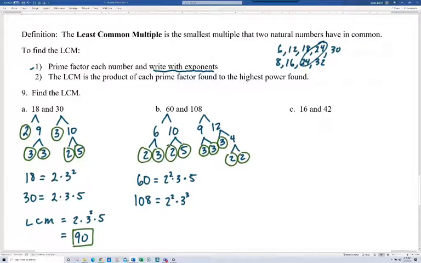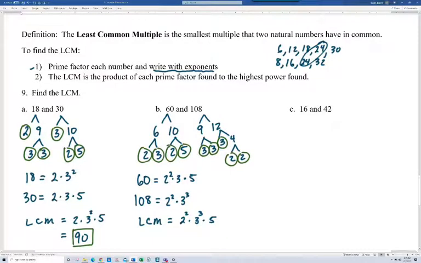So now we need to write down all the prime factors we found. Well, that would be 2, 3, and 5. And use the highest power of each that we found. Well, with 2, they were both squared, so we want to use 2 squared. And for 3, the highest power found was 3 cubed. So we're going to use 2 squared and 3 cubed.